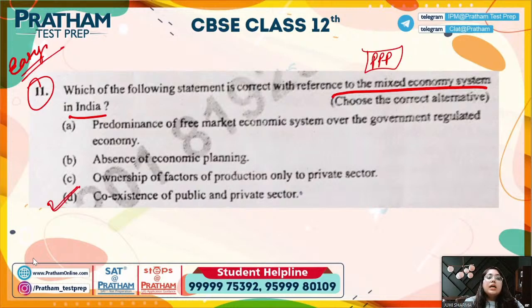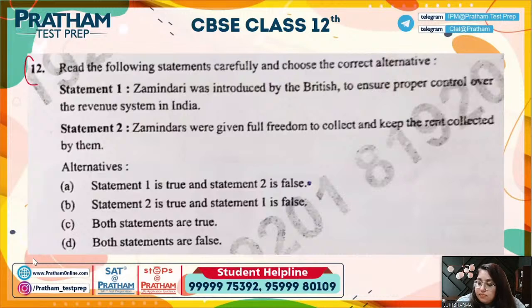Okay. Now, moving further to question number 12, and it is again the statement based question. Those statements हैं आपके and you have given the alternatives. Statement क्या है? The first statement is that zamindari was introduced by British to ensure proper control over the revenue system in India. Yes, zamindari system was one of the three systems which was introduced by the Britishers so that वो revenue system जो है India को उस पे control कर सके.